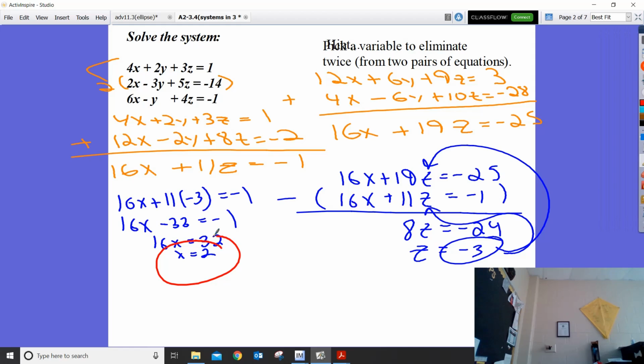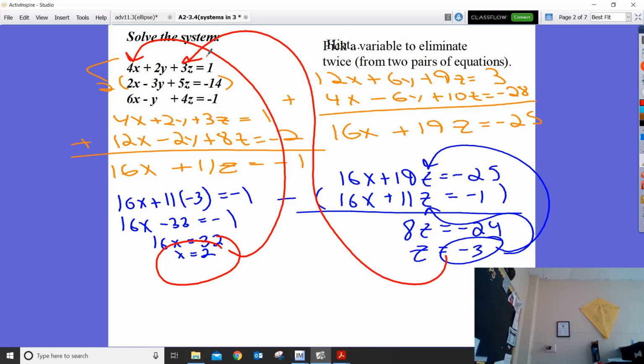You have X and Z. There's a place for X. There's a place for Z. Well, that makes some sense. Will you get the same answer that I'm going to get? Probably. One would hope. Unless I did something completely wrong. Just plug them into one of the originals. The originals have 3 variables, and now we have the ones we needed.